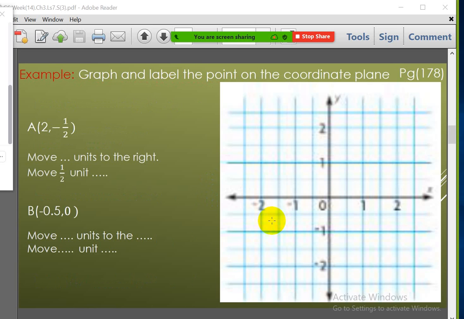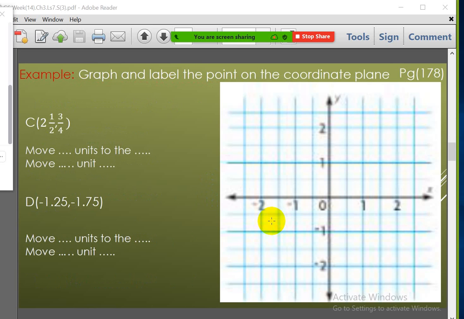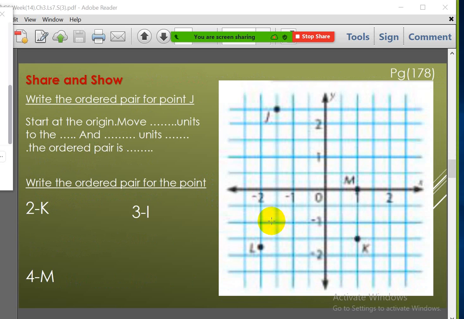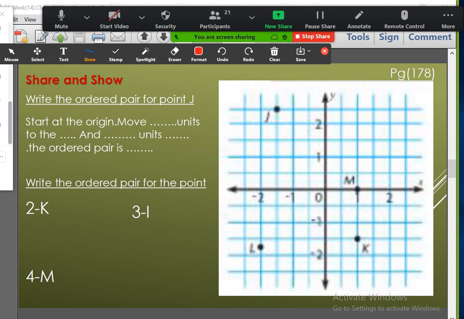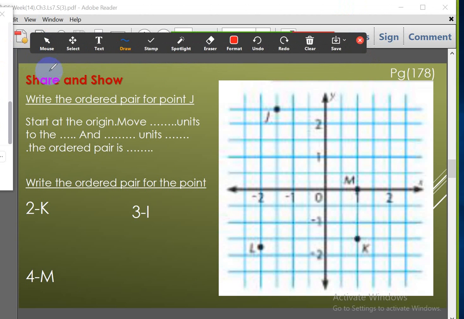Okay, girls, I think yesterday we solved on page 178. We solved all exercises on this page, or I think we didn't finish. We have a share and show, right? We didn't do this exercise. Yes, okay.